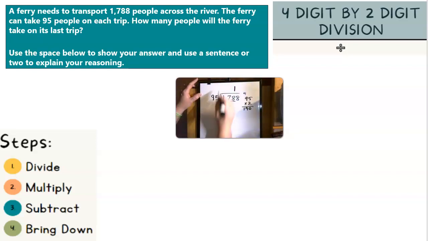So we've divided. Let's multiply. What is 1 times 95? 95. So now, do you notice that I put the 1 on top of the 8 because we were using the number 178 to divide. So my 1 goes on top of that 8. 1 times 95 is 95. Now subtract. 8 minus 5 equals 3. 17 minus 9. 17.